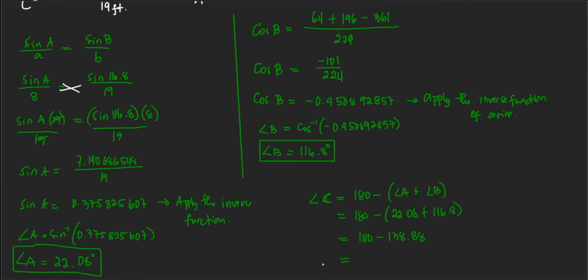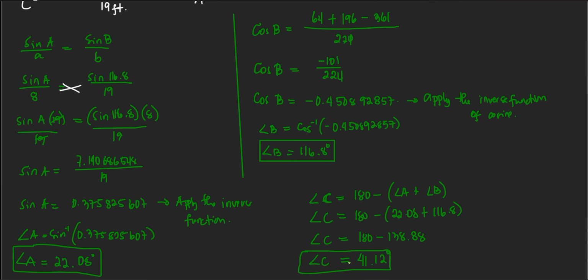Para makuha yung angle C natin, i-subtract mo lang. So, 180 minus 138.88. So, yung angle C natin is equal to 41.12. And that will be our answer. And do not forget to write degree. Okay?